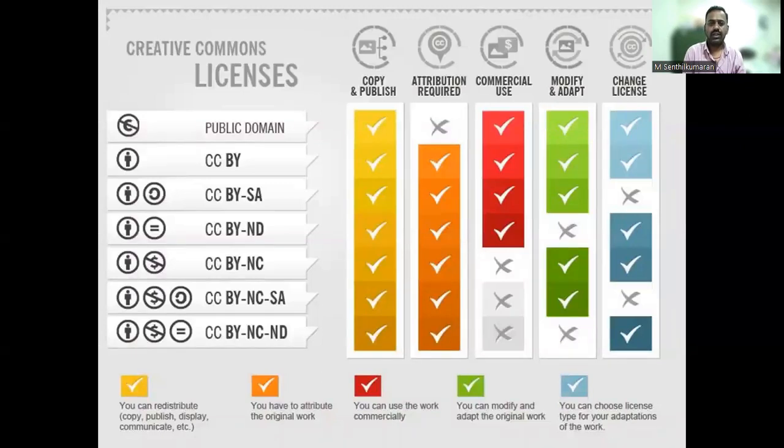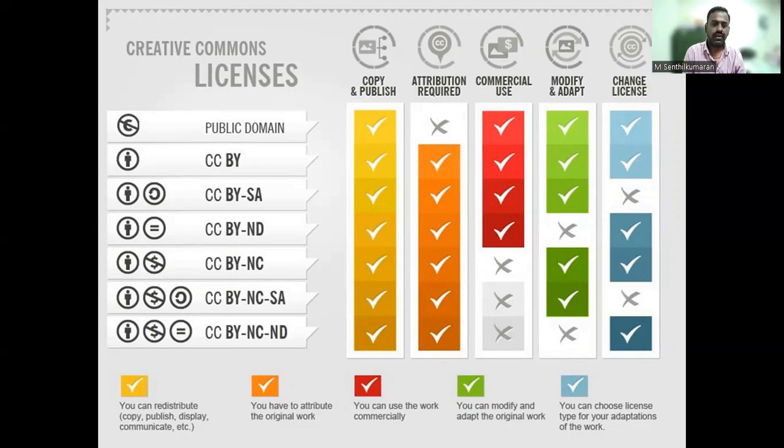This is the pictorial diagram of Creative Commons licenses. In the public domain, there is no attribution required. It can be copied, published, used commercially, modified and adapted, and it can be changed into a different license. Then CC BY, that is attribution: it can be copied and published, attribution is required, it can be used commercially, we can modify and adapt it, and we can change the license of it.